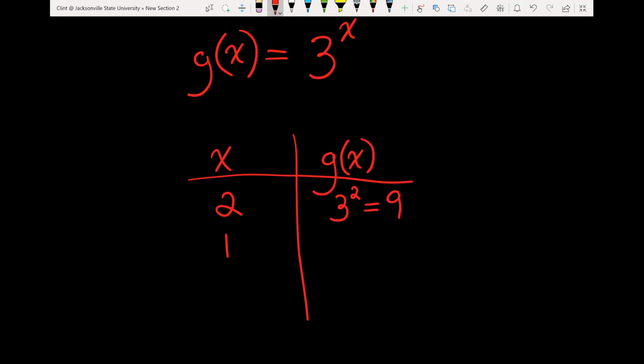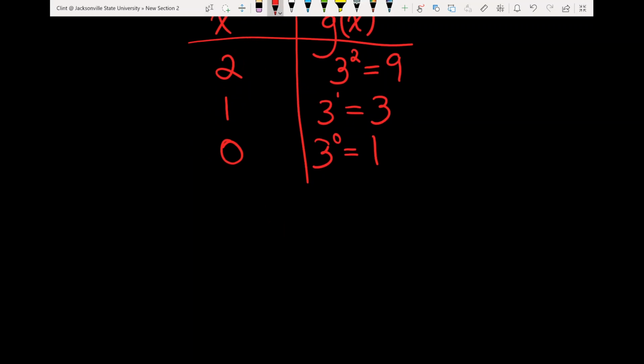If we do 1 for x, then that'll just be 3 to the first power. Anything to the first power is itself, so we get 3. If we try 0 for x, then we'll get 3 to the 0th. And our rule is anything to the 0th power is 1. Okay. Let's try some negative values and see what happens.